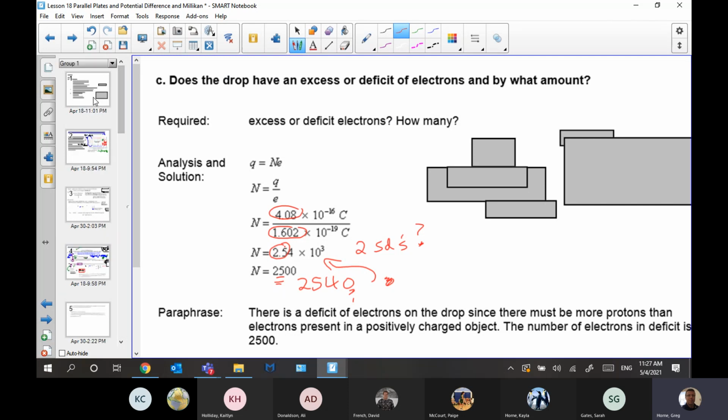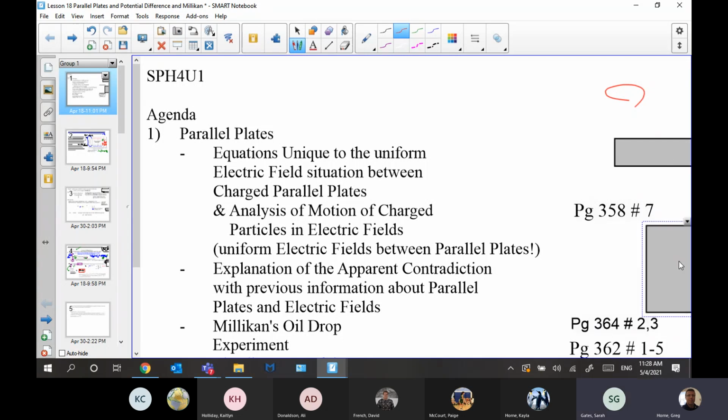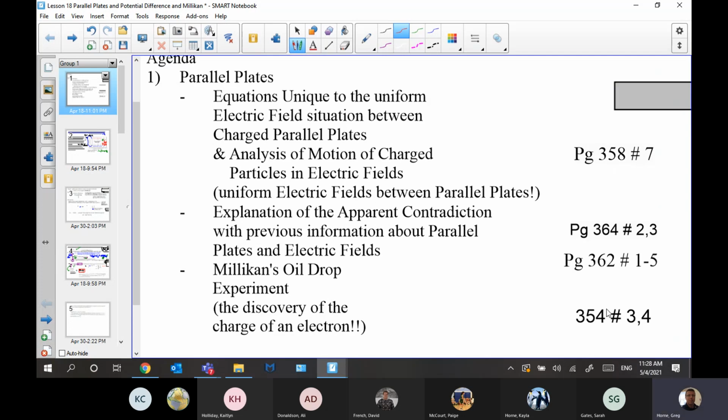So that is our discussion about parallel plates and the difference between what we had seen previously and so on. So 358 number 7. And bits and pieces here and there because your textbook kind of goes all over the map. But that's all to do with the same stuff.